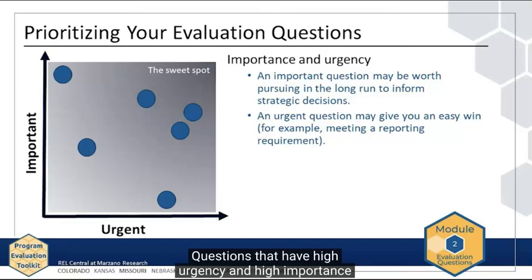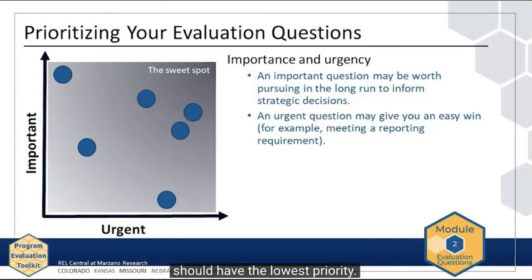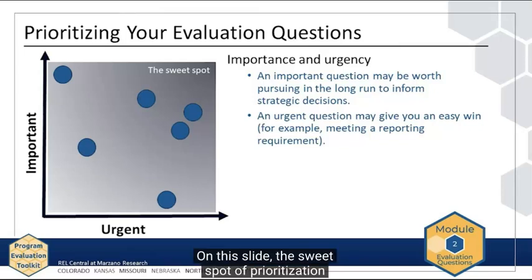Questions that have high urgency and high importance should have the highest priority, and questions that have low urgency and low importance should have the lowest priority. On this slide, the sweet spot of prioritization is in the upper right quadrant of the graph, highlighting the place where both urgency and importance are at their highest. From your list of evaluation questions, prioritize questions that are both important and urgent as the first set of questions to target.